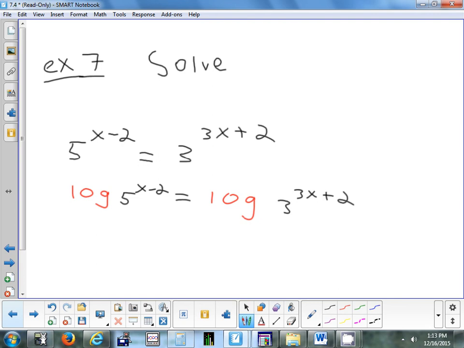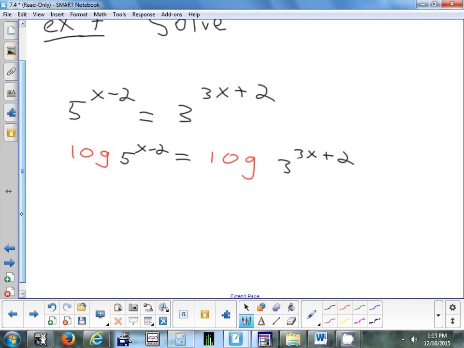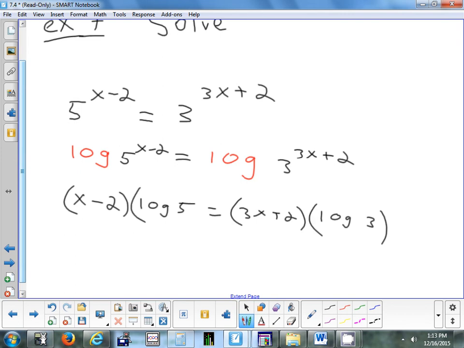Now, because I have the word log, what can I do with my exponents? Yeah, now I can put them in front. So we've got x minus 2 times the log of 5, and I've got 3x plus 2 times the log of 3. Any questions so far?